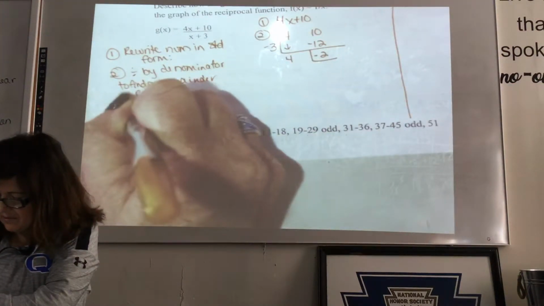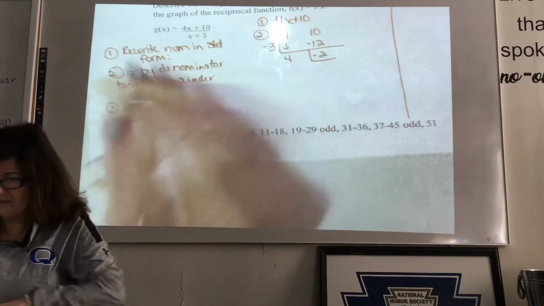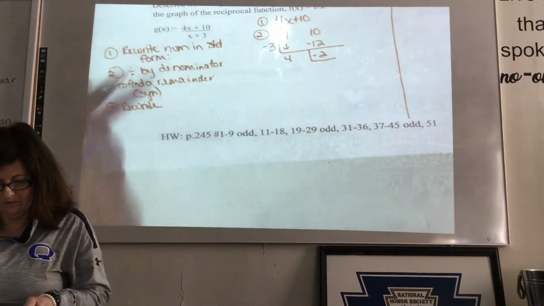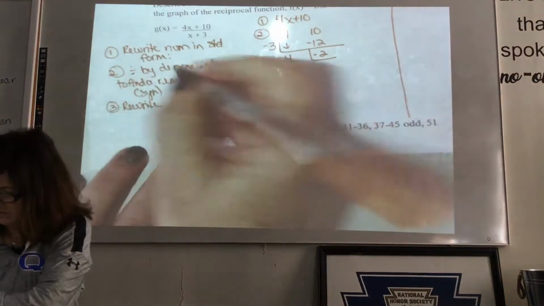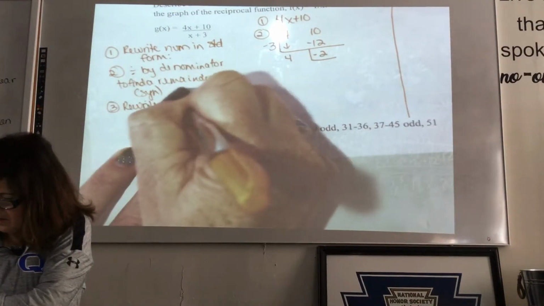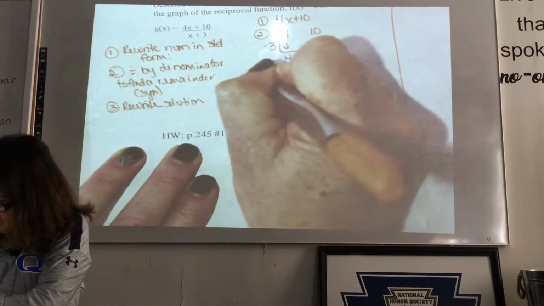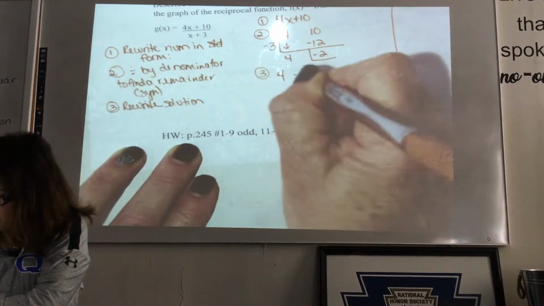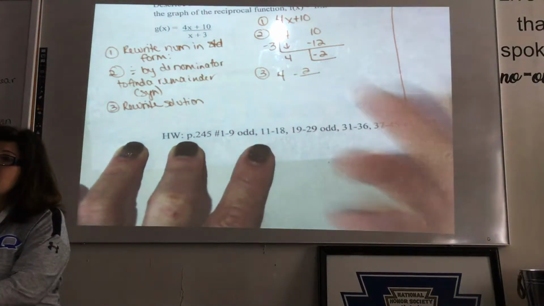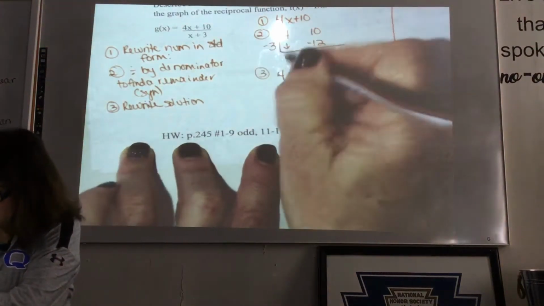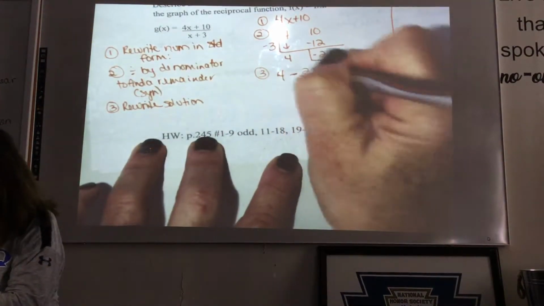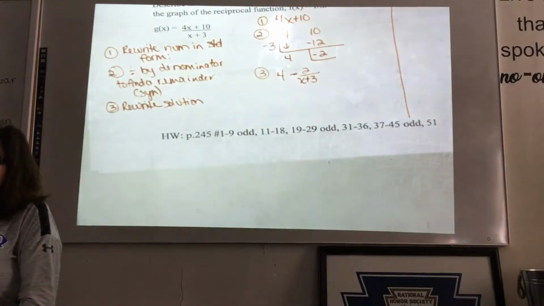So the third step is we're going to utilize our answer. We're going to rewrite our solution. Okay, so this is 4 minus 2, and if that's the remainder, remember we put the remainder over our divisor. So 4 minus 2 over x plus 3.